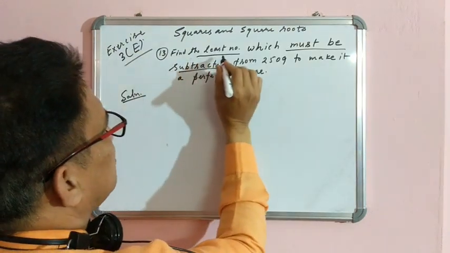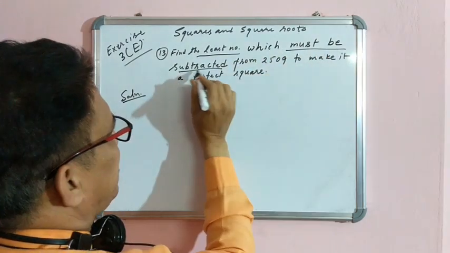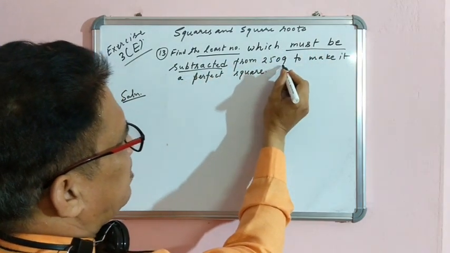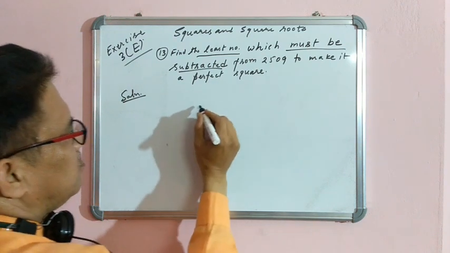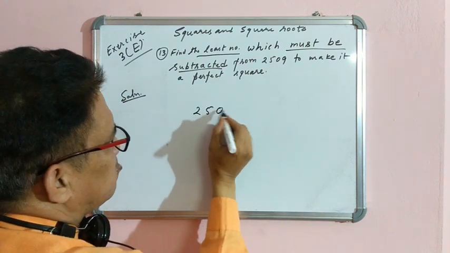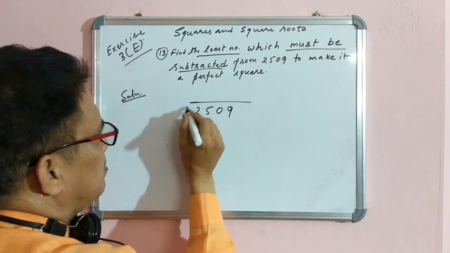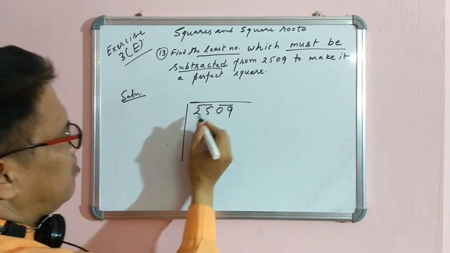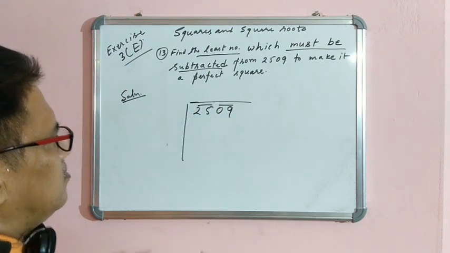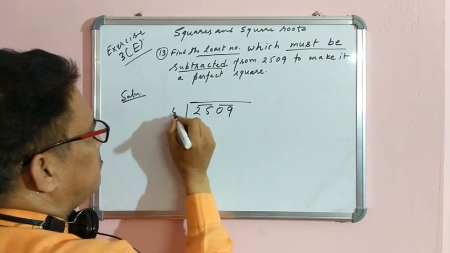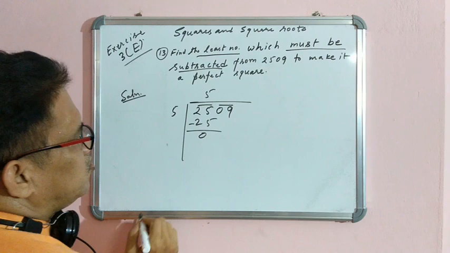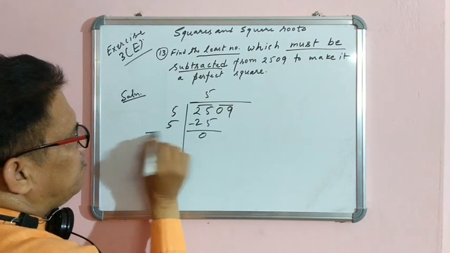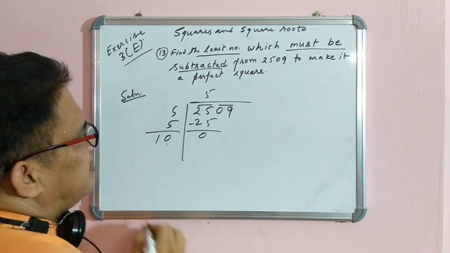Question is, find the least number which must be subtracted from 2509 to make it a perfect square. So first we will try to find out the square root of this one. Now pair from right side. All the questions are similar and the same process is there. 5 5s are 25, minus, remainder is 0. We will add 5 here. 5 plus 5, 10, we are getting here.